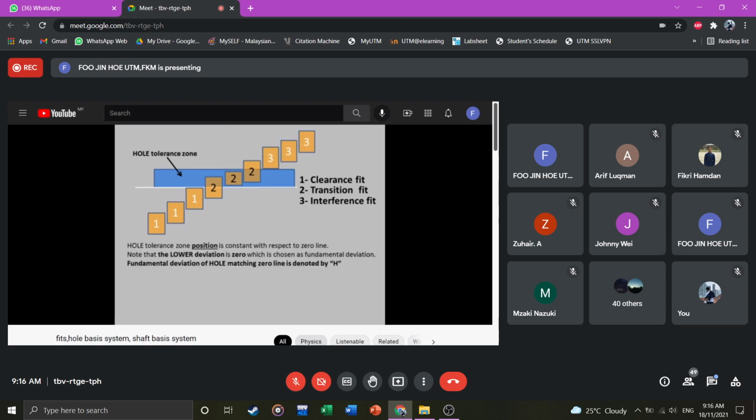Now, if you have observed, hole tolerance zone position is constant with respect to the zero line. Now note that the lower deviation is 0, which is chosen as fundamental deviation. Fundamental deviation of hole matching zero line is denoted by capital H. In hole basis system of limits and fits, fundamental deviation of hole always will be capital H. And note that hole fundamental deviations always will be denoted by capital letters.